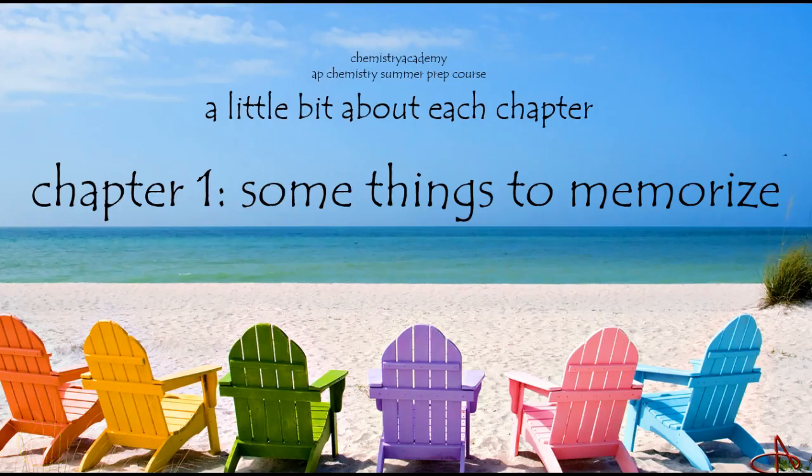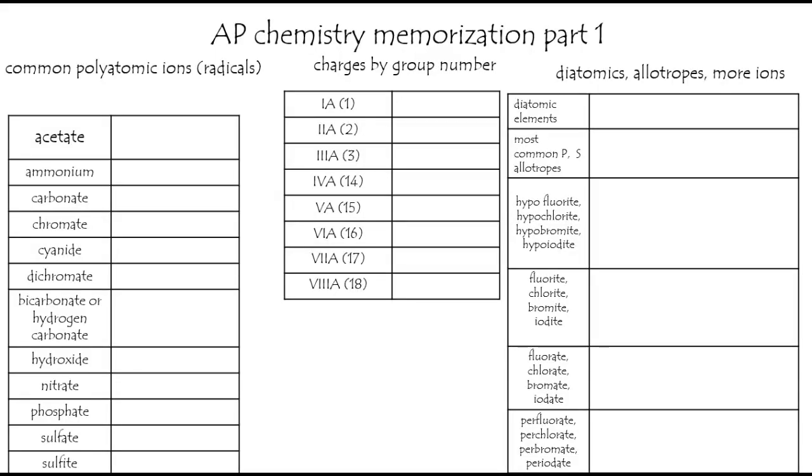Hi, this is AP Chemistry Summer Prep Course, Some Things to Memorize. We're going to divide this into 4 sections, so let's go ahead with Part 1. Here we're going to memorize some polyatomic ions, the charges of the major groups, the diatomics, some allotropes, and some more polyatomic ions. Pause this as often as you need to.